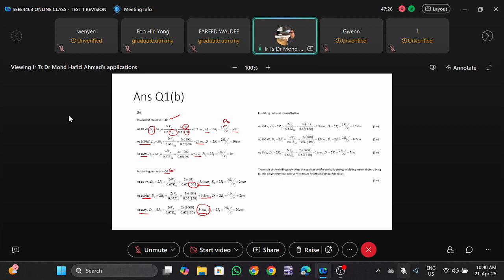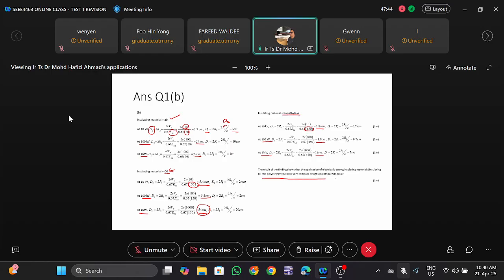But if you are using solid insulation, because the breakdown strength is 3 times higher than the oil, you must see that it becomes a smaller system. So even when the voltage is going high, it becomes a smaller system.